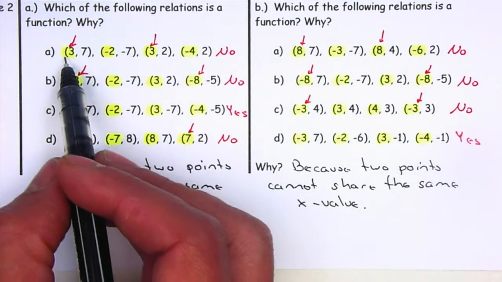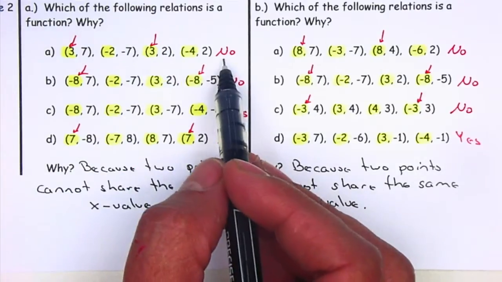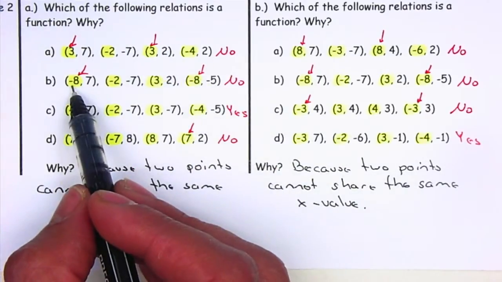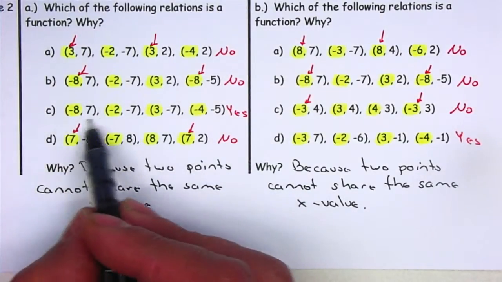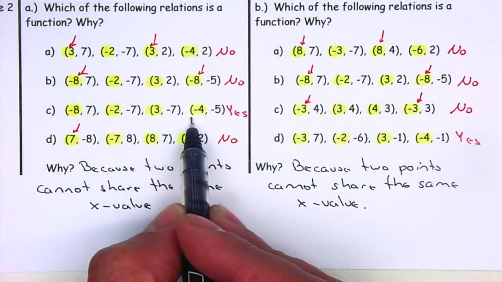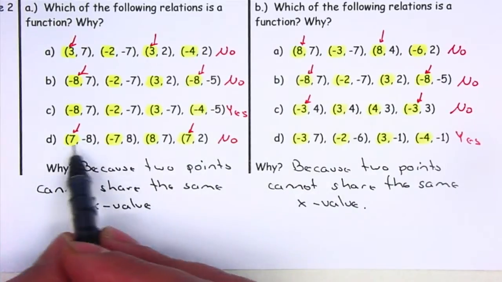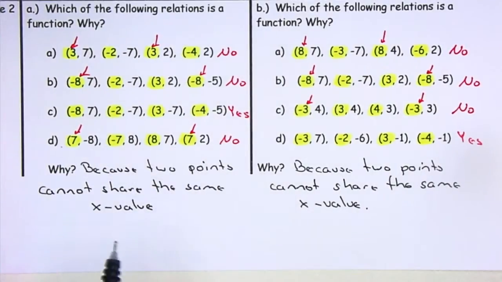On the first one, if you notice that 3 is repeated, so that's not a function. On the next one, letter B, -8 repeats, so it's not a function. Letter C, none of them repeat, the x values do not repeat, so it is a function. Letter D, the 7's repeat, so it's not a function.